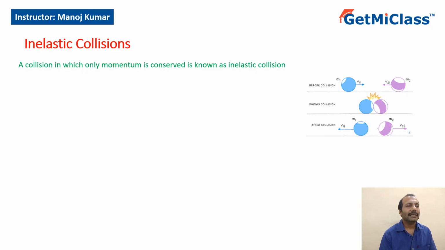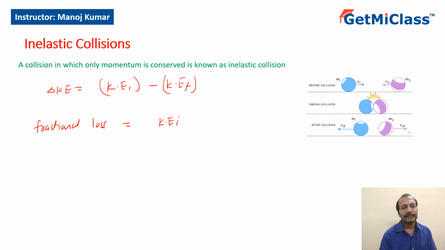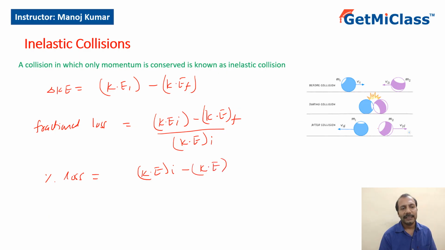The next thing that we have to remember in inelastic collision is we can even find the loss in kinetic energy. So how do we find loss in kinetic energy? Delta KE is equal to initial kinetic energy minus final kinetic energy. Now sometimes they'll ask you fractional loss in kinetic energy. Now what does fractional loss mean? It is loss in kinetic energy, that is initial minus final by initial kinetic energy. This is what is fractional loss. And sometimes they'll ask you percentage loss in kinetic energy. Percentage loss is fractional loss into 100. So initial kinetic energy minus final kinetic energy by initial kinetic energy into 100. This will give us percentage loss in the kinetic energy.